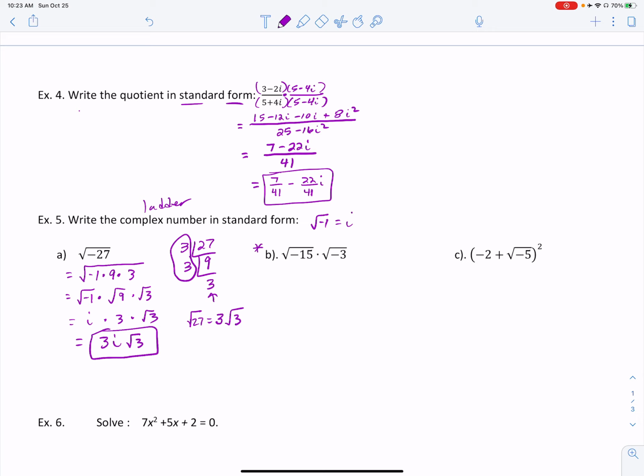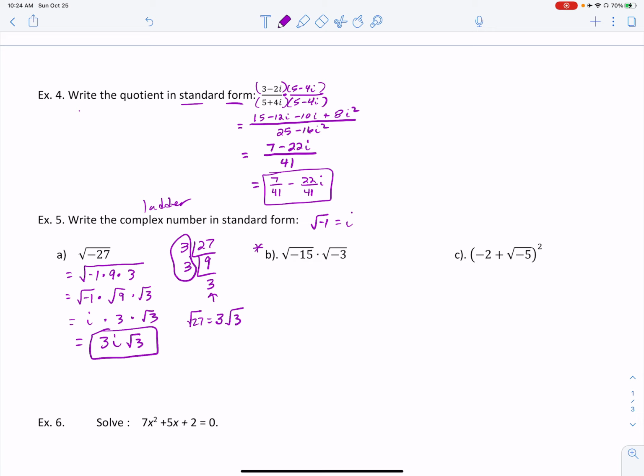So the square root of 27 is 3 root 3. But then since it was the negative square root of 27, there's an i in it. I don't know if you've seen that before, but that is a method when numbers get larger and you're not quite sure what the largest perfect square is that goes into it.